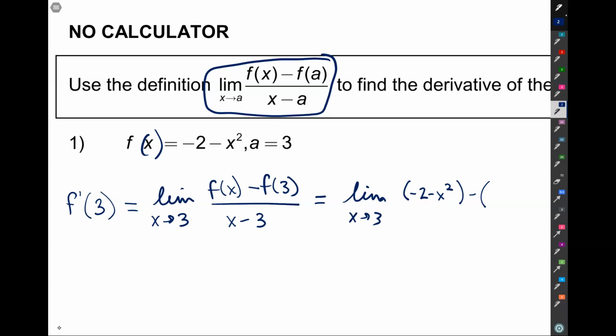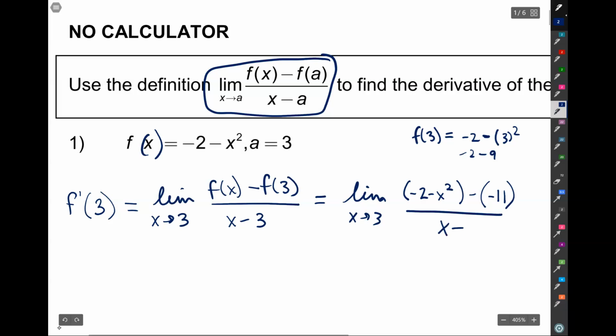Okay, I want f of 3. So let me plug in 3 into my function. Negative 2 minus 3 squared, so that's negative 2 minus 9, so that's negative 11. And what do you know? It turns into positive. x minus 3. So I'll rewrite it right here. Limit as x approaches 3 of negative x squared. So let's see, this turns into plus, so plus 9 all over x minus 3.